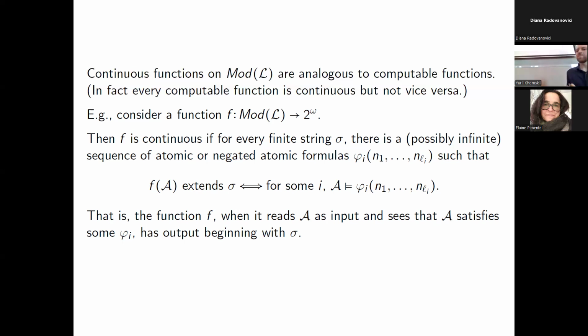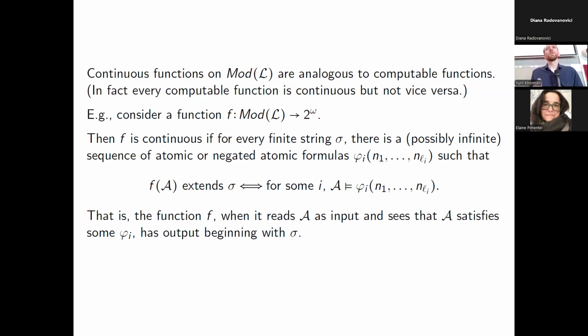Now, why is it not vice versa? Well, the list of things that you're looking at, these lists of facts that you're looking for, may not be computable. So it has this property of being computable in that you look at the structure and you see what happens and you output something, but exactly how you're doing that might not be computable.